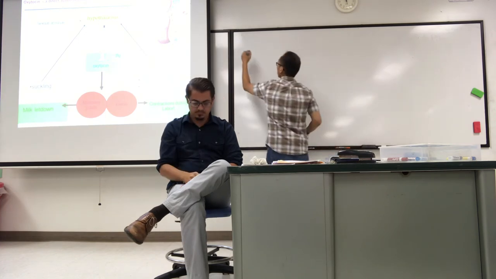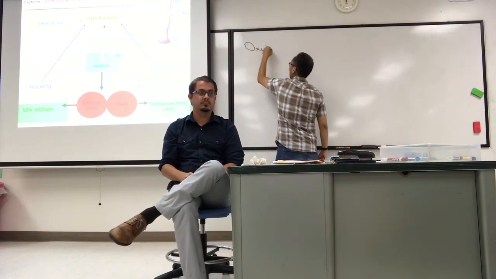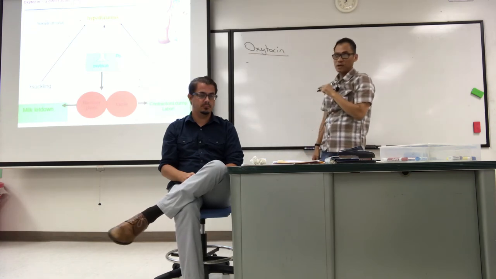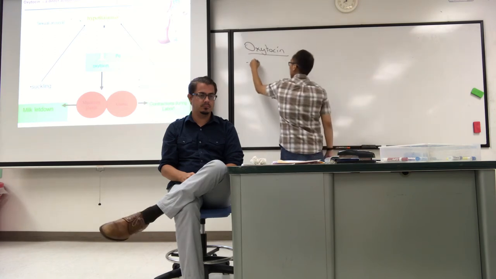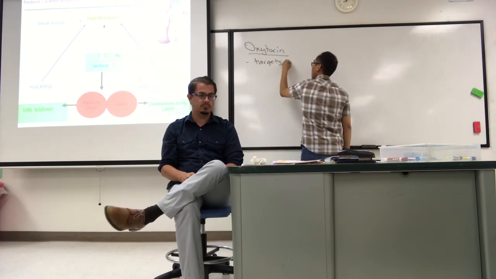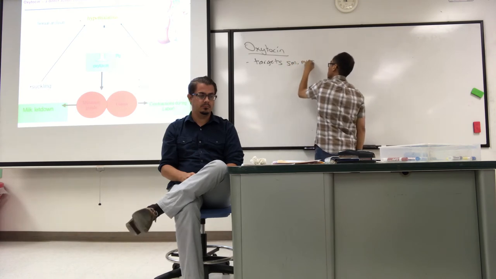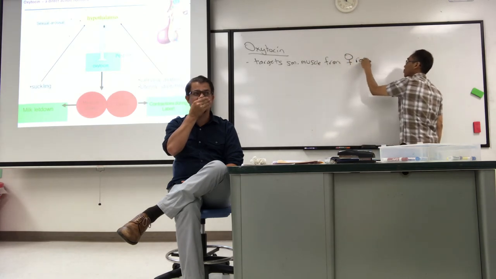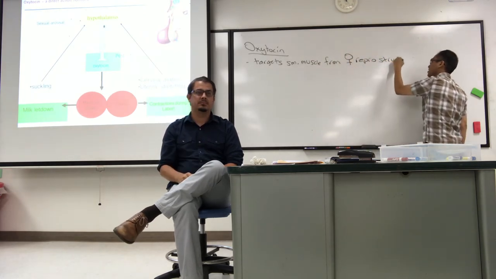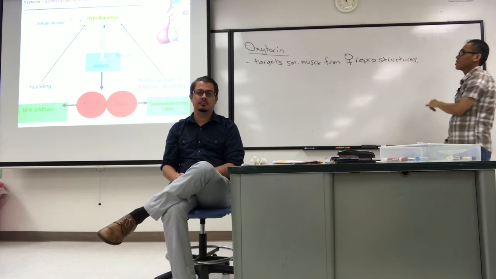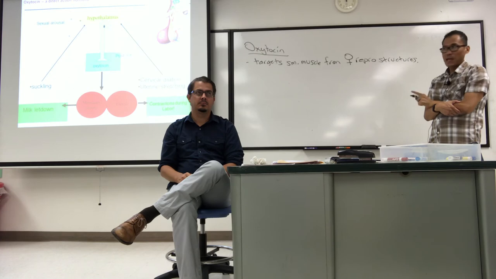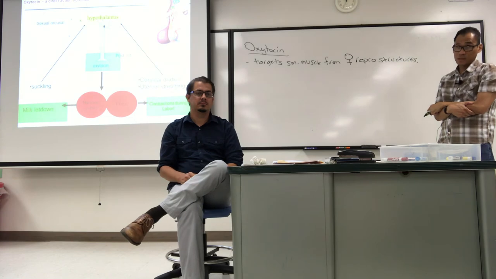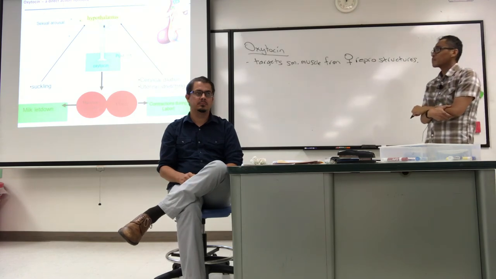So oxytocin targets smooth muscle in female reproductive structures. The slide indicates oxytocin will target the smooth muscle of the lactiferous ducts. Question? So would it be considered a positive feedback?